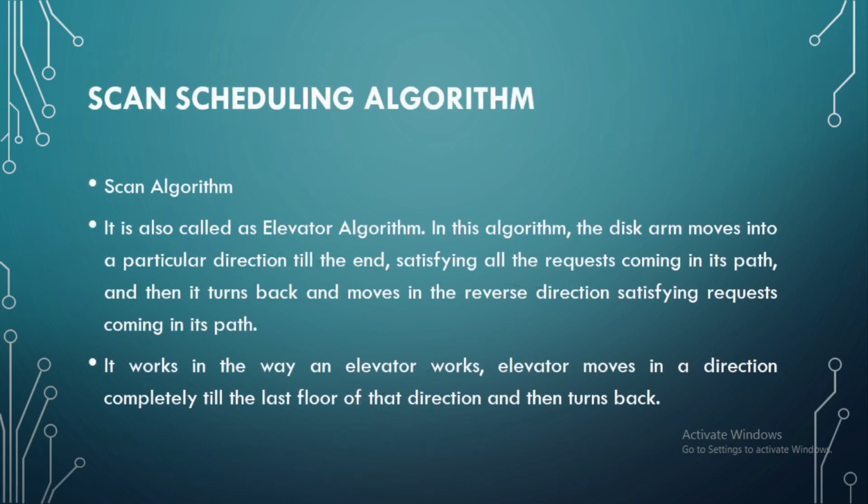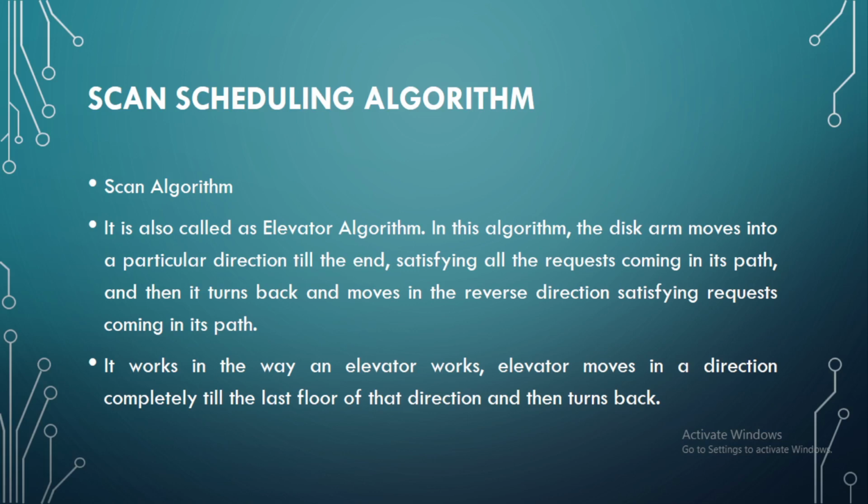Next algorithm, the scan scheduling algorithm, also known as the elevator algorithm. In this algorithm, the disk arm moves in a particular direction till the end, satisfying all the requests coming in its path, and then it turns back and moves in the reverse direction, satisfying requests coming in its path. It works the way an elevator works. An elevator moves in a direction completely till the last floor of that direction and then turns back.